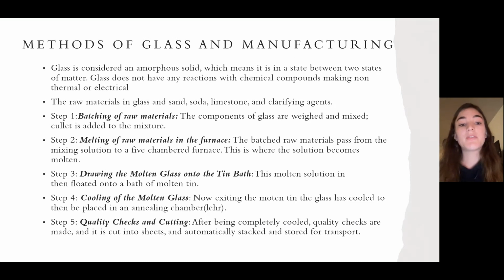Moving on to methods of glass manufacturing. Glass is considered an amorphous solid, which means it is in a state between two states of matter. It's typically known as a solid, but at the same time it can be qualified as a liquid owing to its somewhat fluid nature. Glass doesn't have any reactions with chemical compounds, making it non-thermal or electrical. The raw materials in glass are sand, soda, limestone, and clarifying agents.